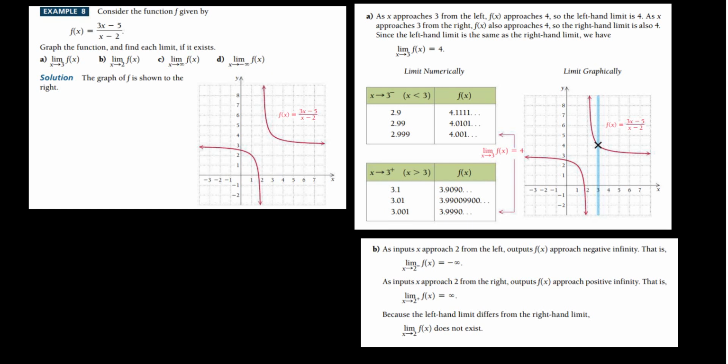Okay, so I guess that kind of covers everything we did, right? We're asked to find the limit of a value that does exist. We're asked to find a limit of a value that does not exist, and we're asked to find limits at the infinities. What happens at the extreme ends?